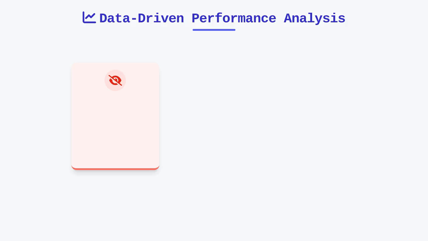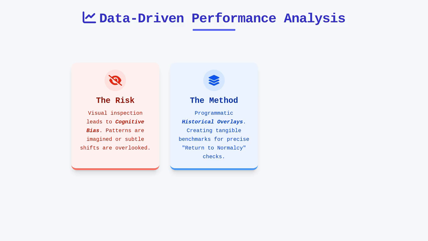When we rely on visual inspection alone, we risk falling into the trap of cognitive bias, where our eyes see patterns that do not exist or overlook subtle shifts in performance behavior. By establishing a formal, programmatically defined comparison, we remove the guesswork and provide our team with a common frame of reference. If you decide to overlay a previous week's performance over current production metrics, you create a tangible benchmark that holds historical context. This becomes exceptionally useful during post-incident reviews where you must determine if the current system state represents a return to normalcy or a continued deviation from the expected performance profile.